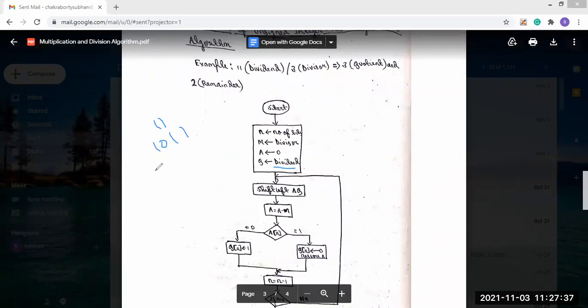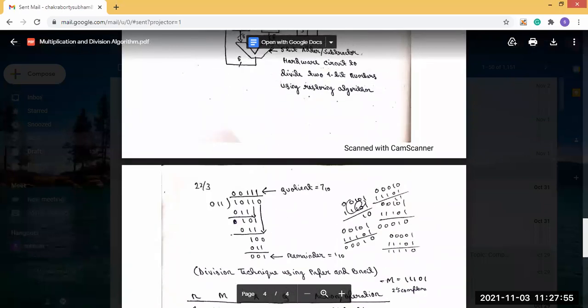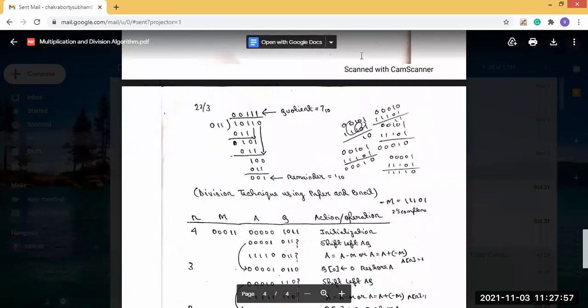This is the binary representation of 11. So to represent 11, we require 4 bits. So our n will be 4 bits. We will choose n as 4 bits. And m is what? We know m is 3.